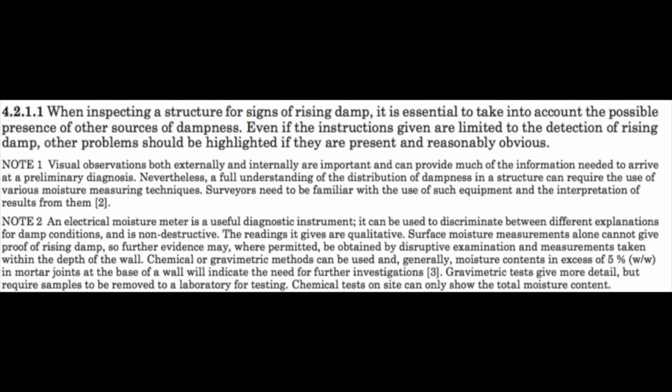The readings it gives are qualitative. Surface moisture measurements alone cannot give proof of rising damp, so further evidence may, where permitted, be obtained by disruptive examination and measurements taken within the depth of the wall. Chemical or gravimetric methods can be used, and generally moisture contents in excess of 5% wet weight in mortar joints at the base of the wall will indicate the need for further investigation. Gravimetric tests give more detail but require samples to be removed to a laboratory for testing. Chemical tests on site can only show total moisture content.